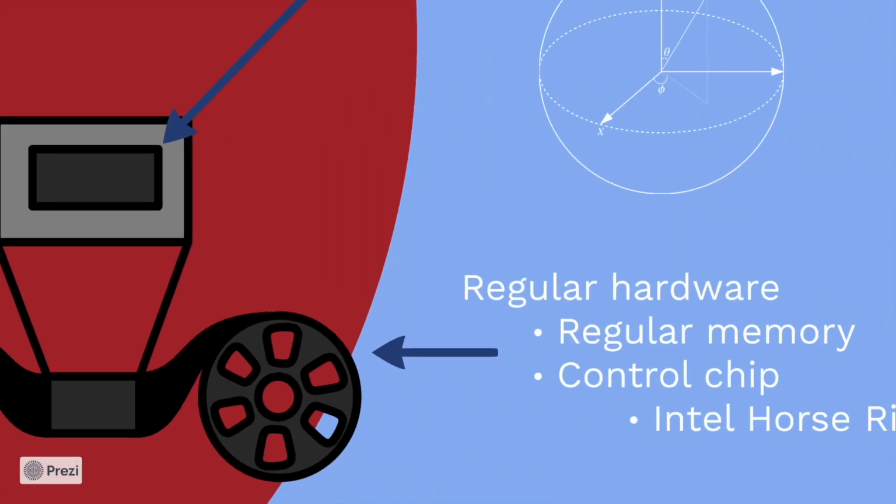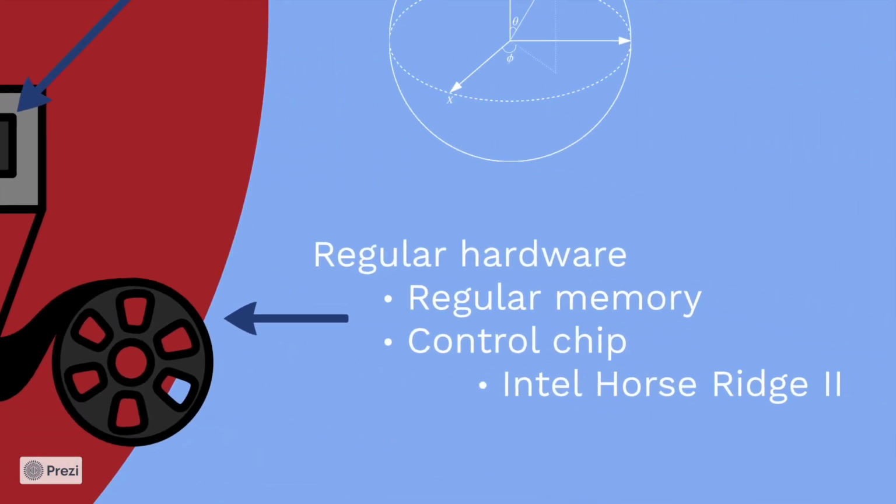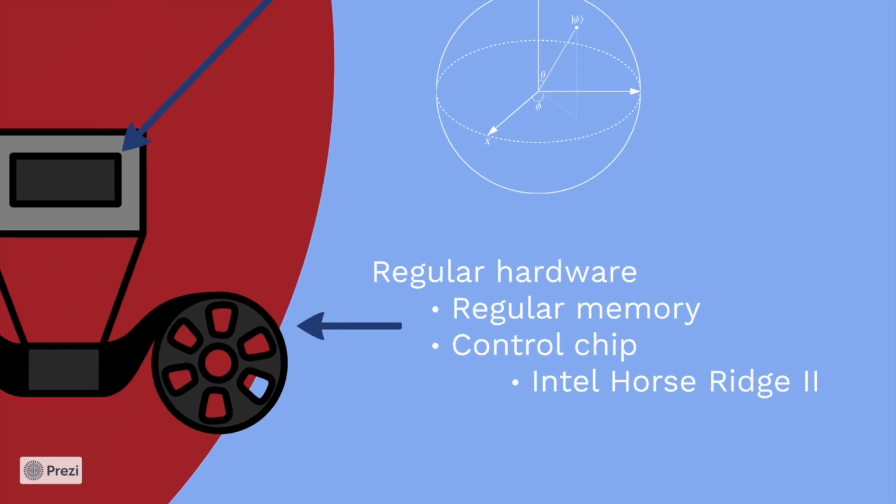While it would make sense to also have data in program memory that consists of quantum objects, these are currently too technically expensive to implement. This means that the memory replacing the tape of the Turing machine is still comprised of regular memory. A control chip is used to create an interface between the regular components and the quantum processor. One possible chip is, for example, the Intel Horse Ridge 2 cryogenic quantum control chip.